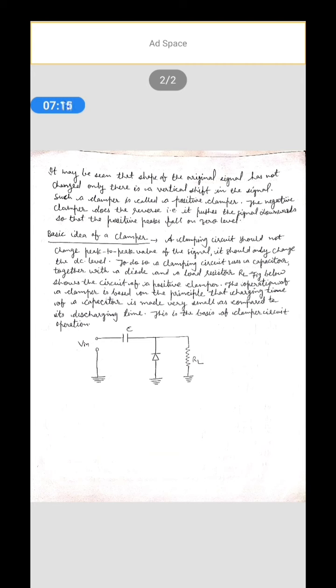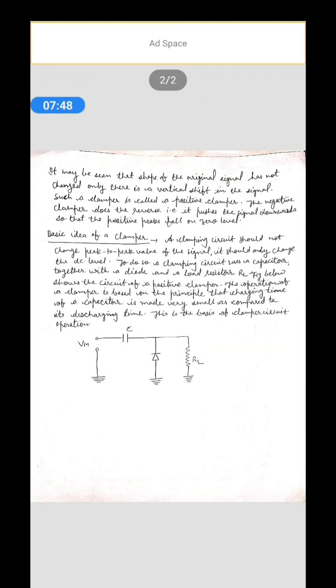Now next is the basic idea of a clamper. A clamping circuit should not change the peak to peak value of the signal. It should only change the DC level. To do so, a clamping circuit uses a capacitor together with a diode and a load resistor RL. The figure below shows the circuit of a positive clamper.